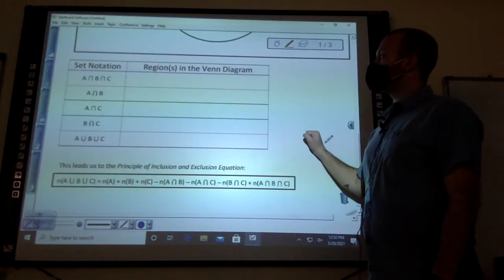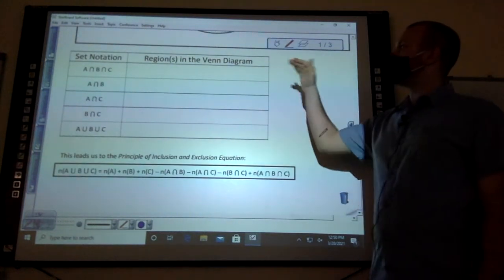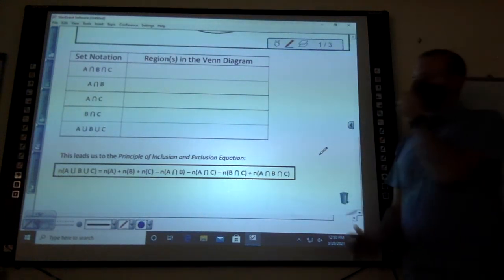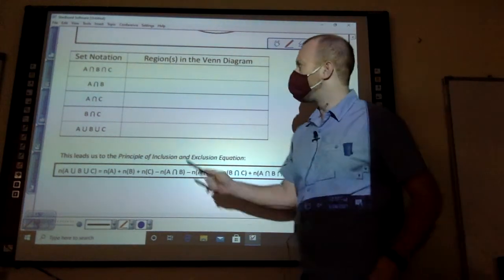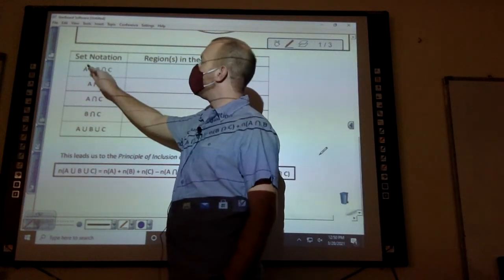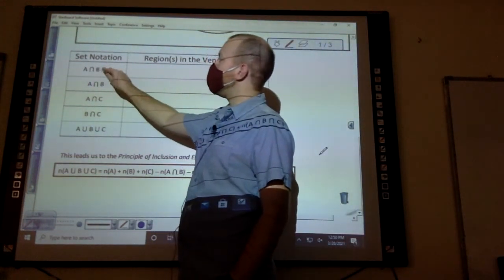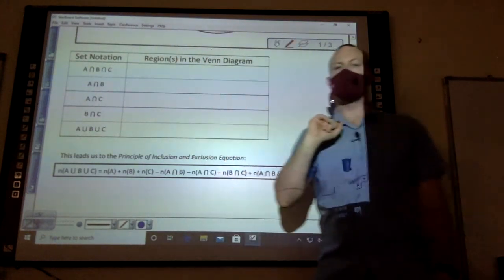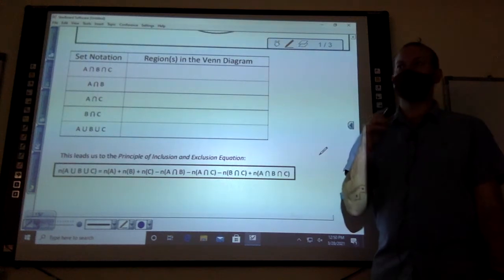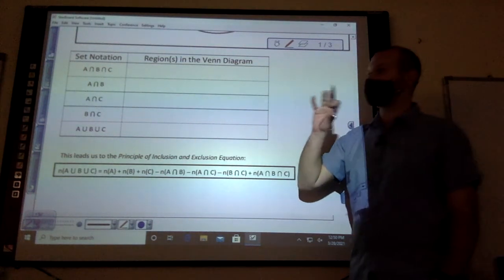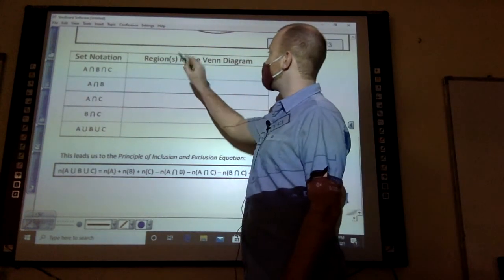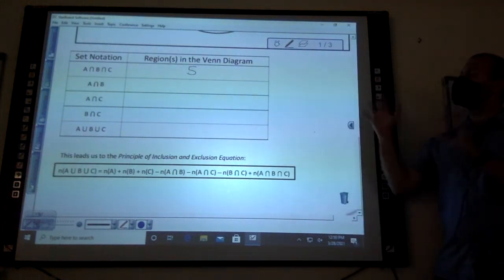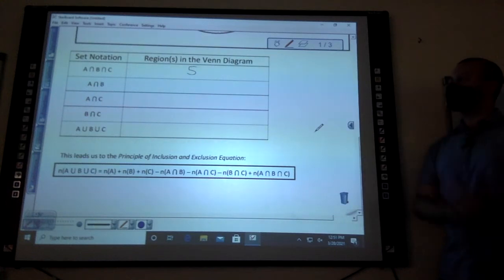So let's look at what regions are covered in each of these notations. When looking at yours, what is going to be A and B and C? Remember, this means and. So A and B and C, what region is that? Five. This is the very, very center. So the region in that is just going to be 5. That's the only section on our Venn diagram that's in all three of those circles.